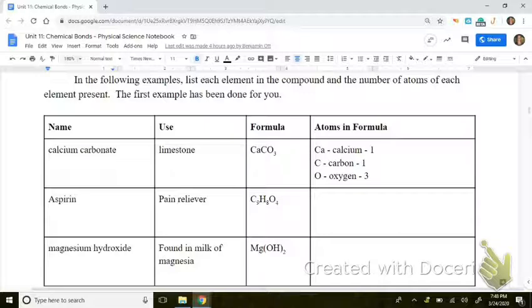All right, on to some practice. In the following examples, it asks you to list each element in the compound and the number of atoms of each element present. The first example has been done for you, and then I'll also do aspirin with you. So let's look here.